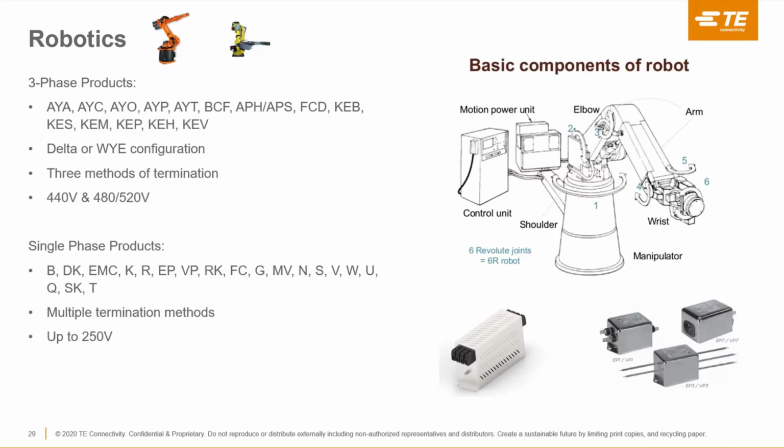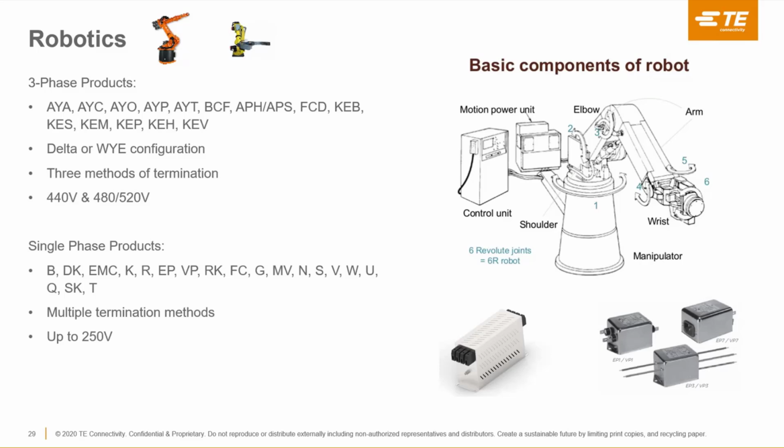Here's some robotics. Again, 3-phase products or single phase products. And here's where the basic components of a robot come in. If you remember that control panel example that I shared earlier, we won't get into dual axis drives, but keep in mind there's probably at least one drive and motor controlling each one of those axes of rotation. So you have 1, 2, 3, 4, 5, 6 axes of rotation on this robot.